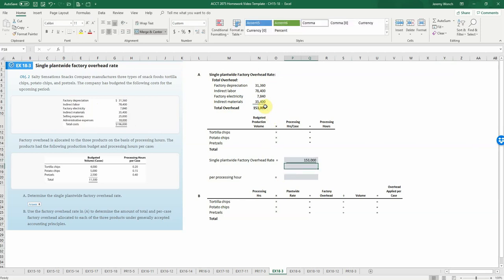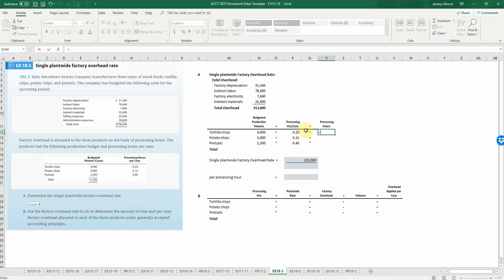That is going to give us the total budgeted overhead that we anticipate we're going to incur. And so now we have to plug in our driver information. We chose to use processing hours as a way to allocate overhead. We have three products: tortilla chips, potato chips, and pretzels. It gives us what our budgeted volume is, and we can plug that in here. It also gives us the processing hours per case, so we can plug that in.